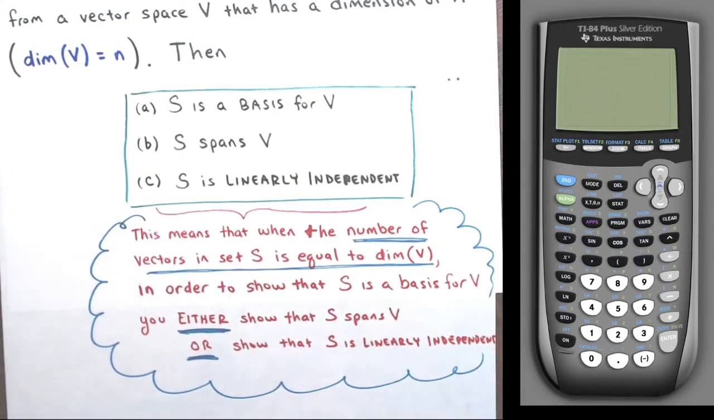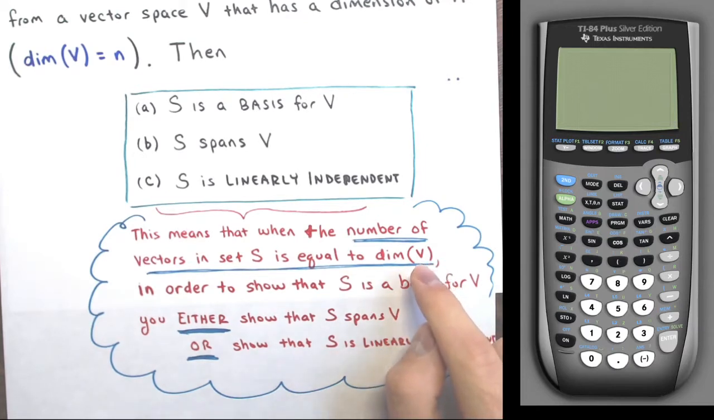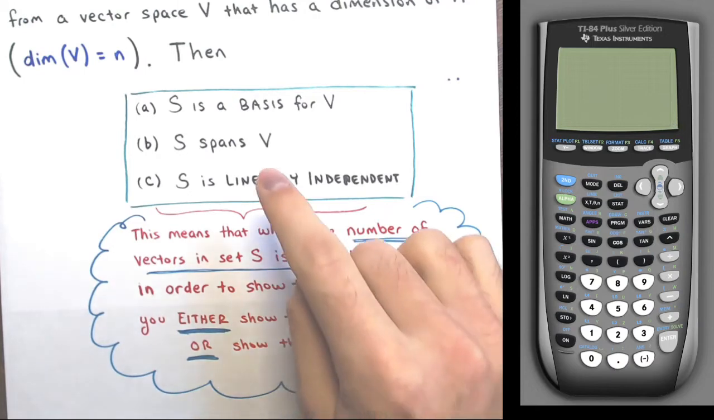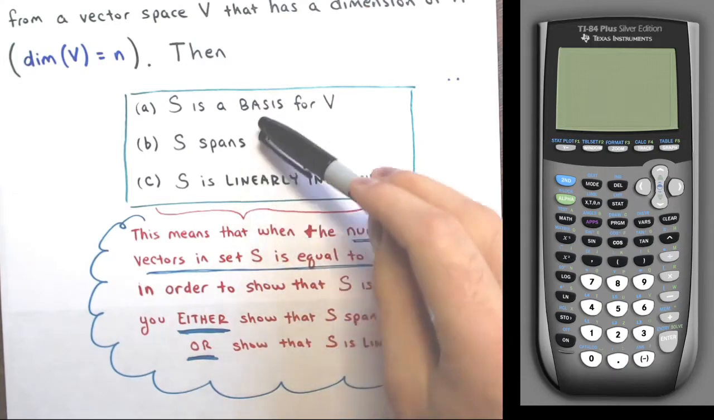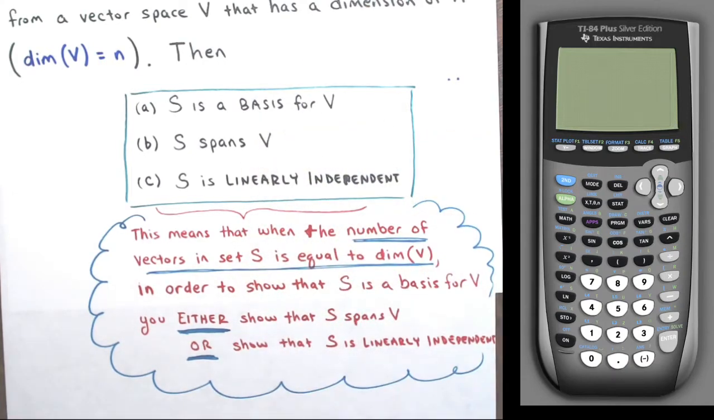Again, this is only if you know the dimension. If you don't know the dimension of the vector space, then you have to show both: that S spans the vector space and that S is linearly independent. But if you do know the dimension of the vector space, then you only need to show one of these things, because the other one will follow. The other one would be an equivalent statement according to what I wrote up here.